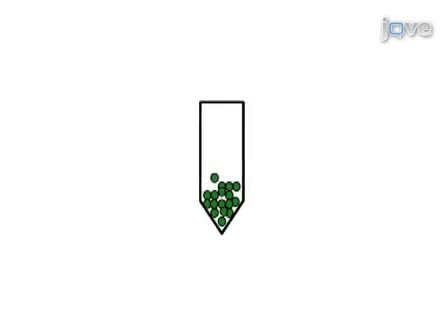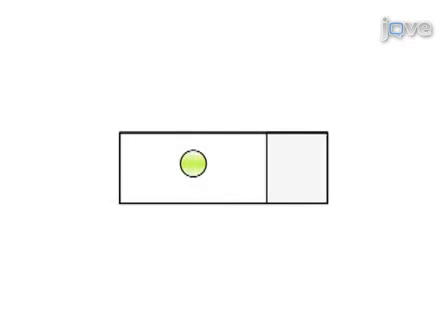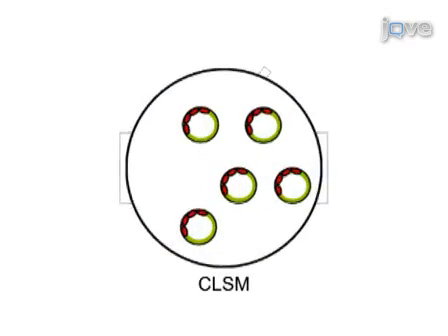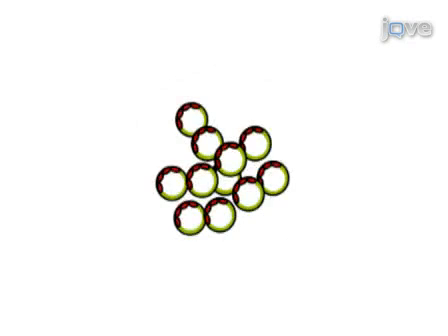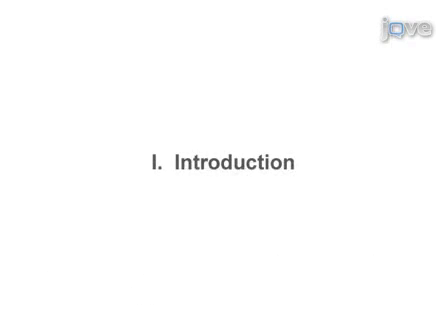Next, the protoplasts are sorted by FACS to isolate GFP-negative and GFP-positive protoplasts in separate samples. Isolated protoplasts are analysed by confocal laser scanning microscopy to confirm the collection of GFP-positive protoplasts. RNA is extracted from protoplasts and analysed spectrally.